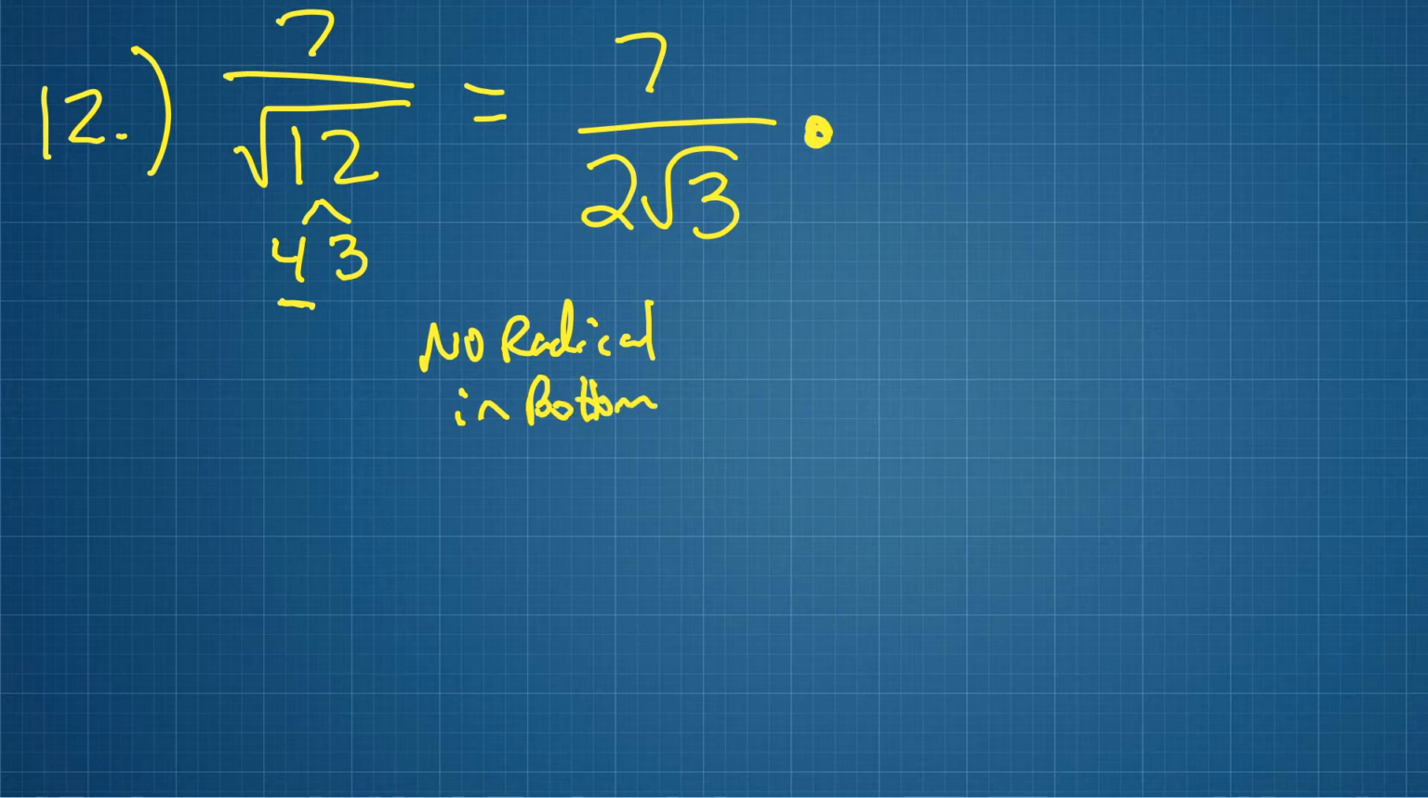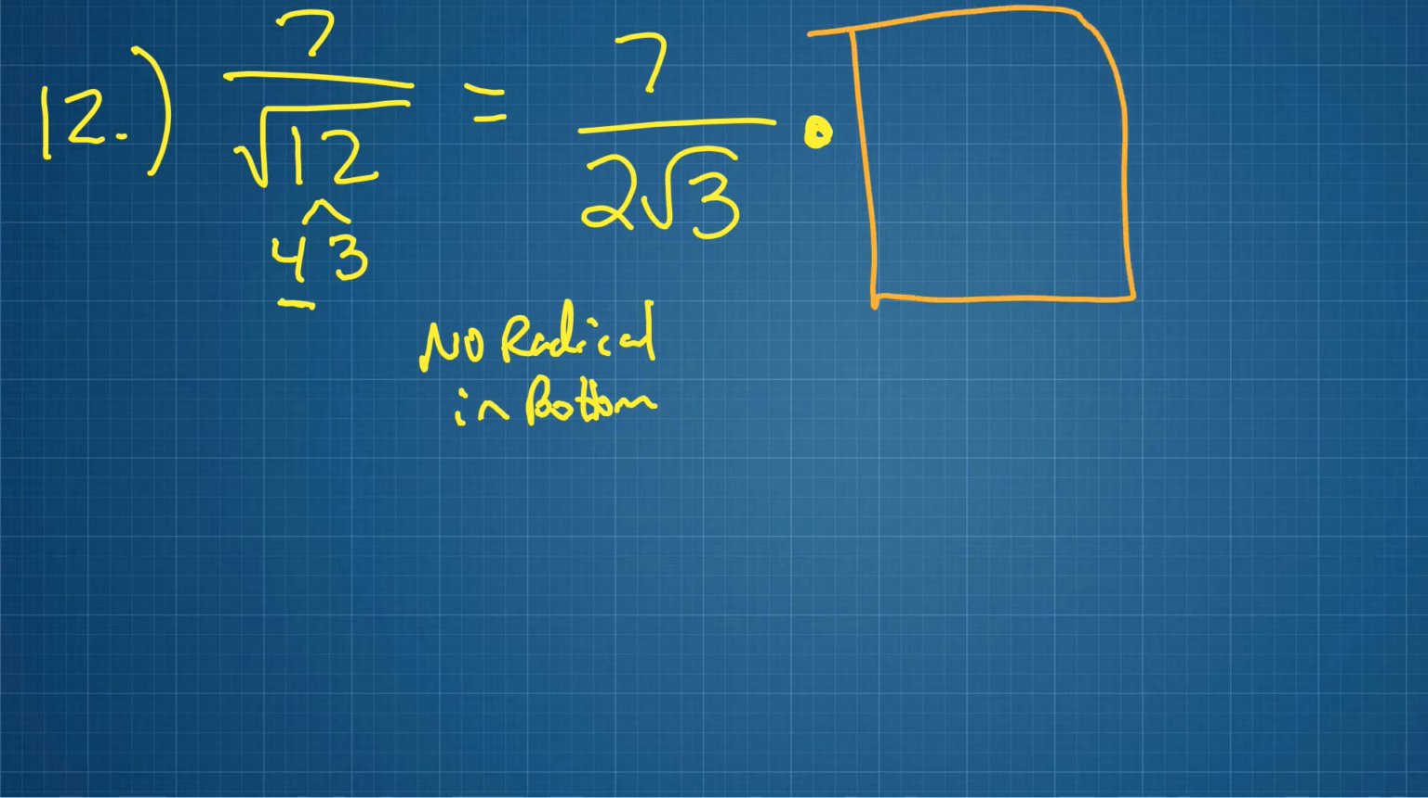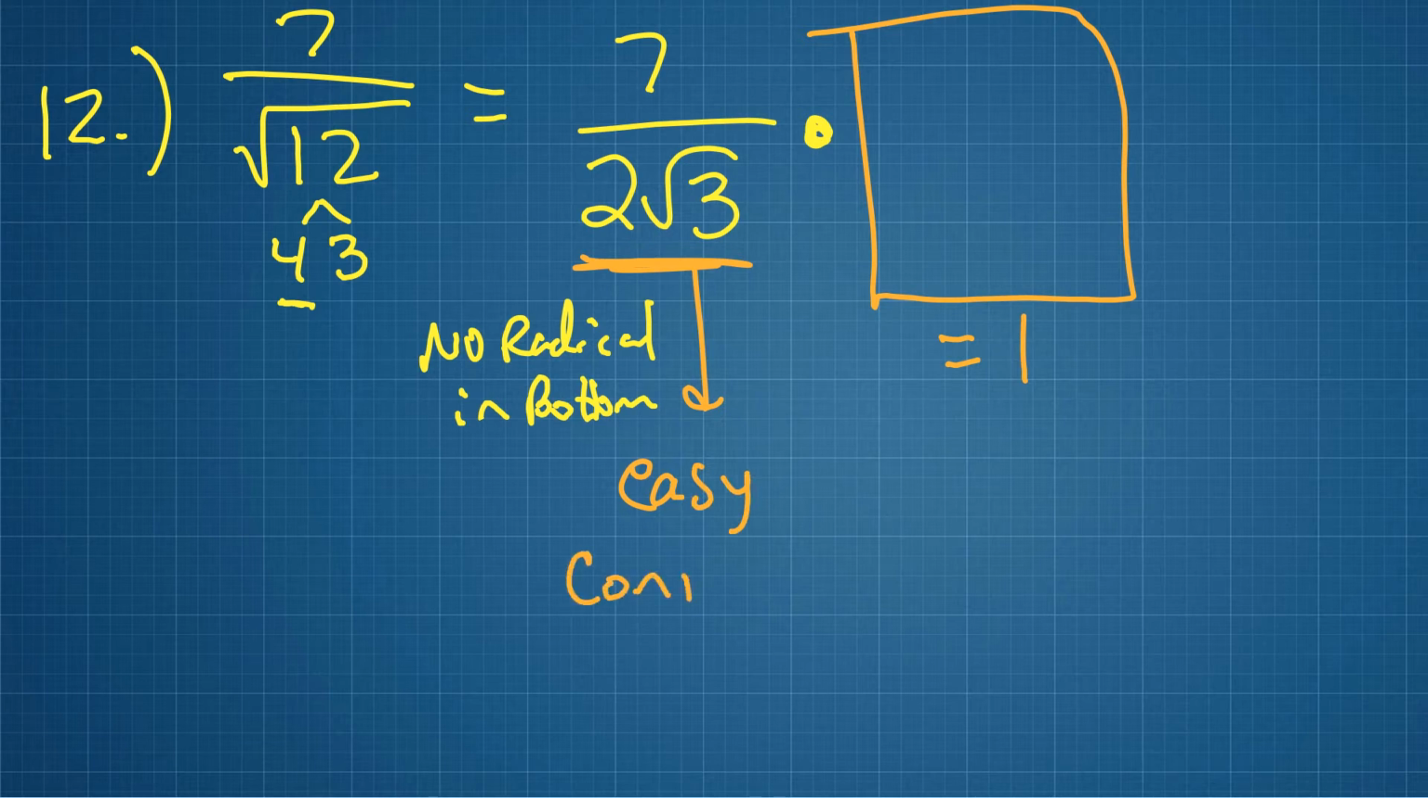So I need to multiply. That's why I always make that box. I always make that box just so I know that it has to equal 1. It's a visual cue to me telling myself whatever I create has to equal 1. Now this right here is an easy conjugate because there's no plus or minus sign.